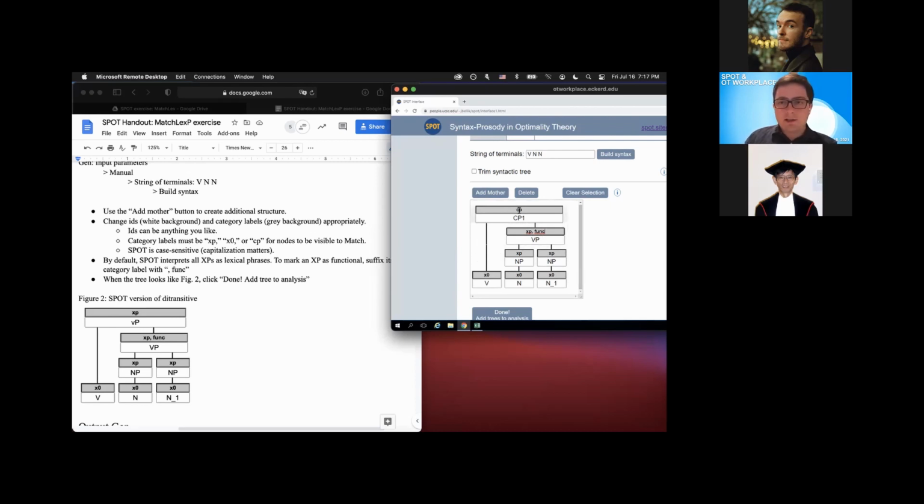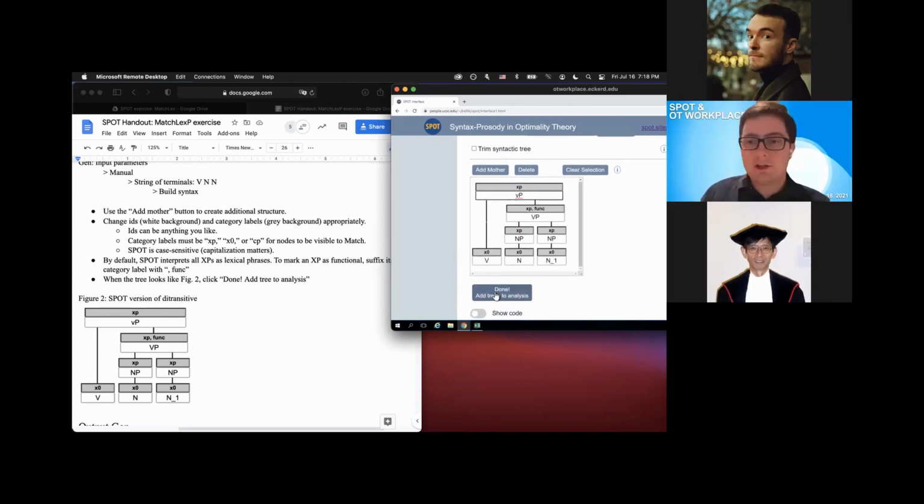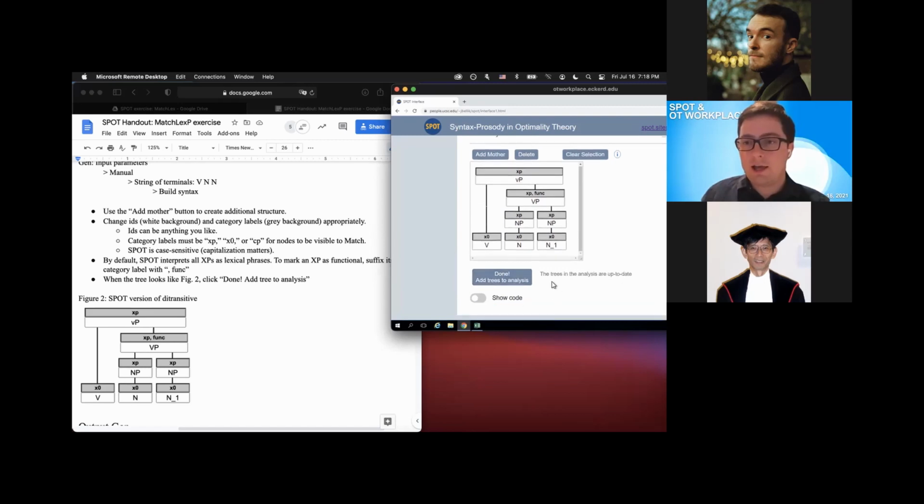The last thing then is, even though this top node came in as a complementizer phrase, we're actually going to change this also to an XP because it's a little VP. And we're going to want this to be matched as a syntactic phrase to a phonological phrase. So we just change the category there. So once we have this, you just click done, add trees to analysis, and you'll get a message saying the trees in this analysis are up to date. And that tells us Spot is ready with the inputs.